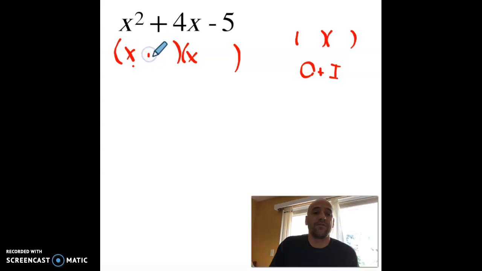So I'm going to go plus 5 and then minus 1. It doesn't matter if you put the minus 1 over here and the plus 5 over here. But when we do the outside and the inside, we got a 5x. The outside gets us a negative 1x. So 5x minus 1x, there's our 4x. And that's factored.